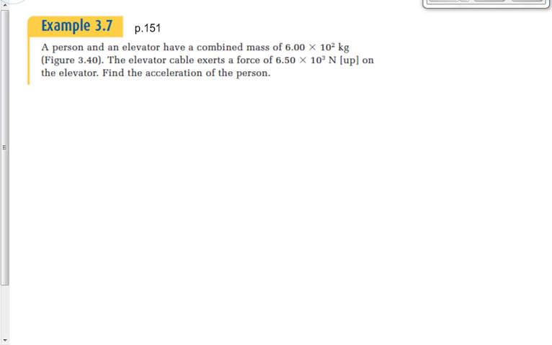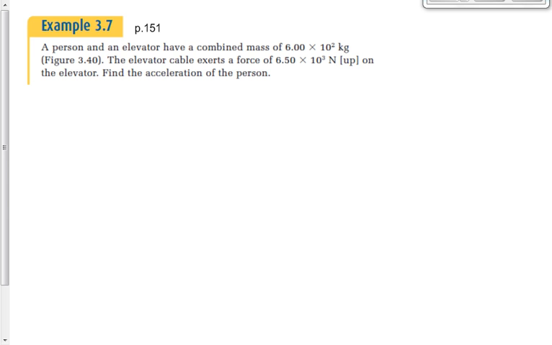Let's try one more example question. You don't have to copy this one, the question at least, down because it's in your textbook, but I do want you to copy the solution out. So it says a person and an elevator have a combined mass of 600 kilograms. The elevator cable exerts a force of 6,500 newtons up on the elevator. What's the acceleration of the person?